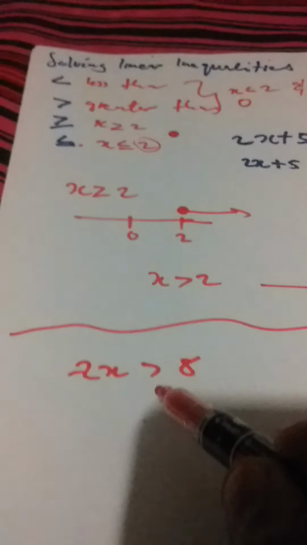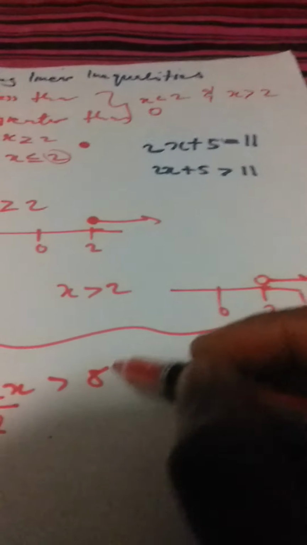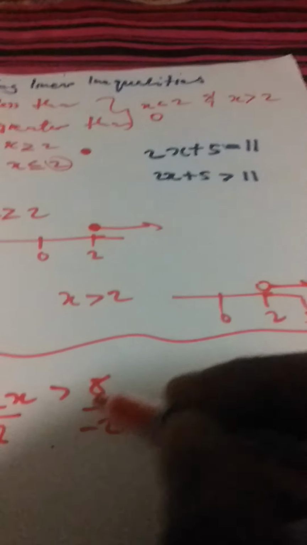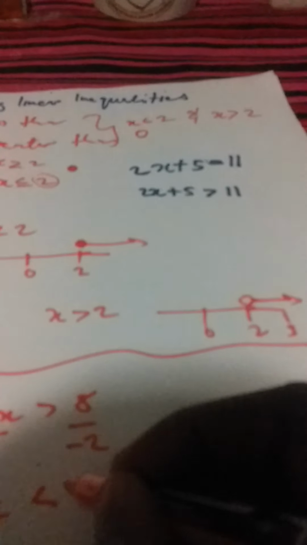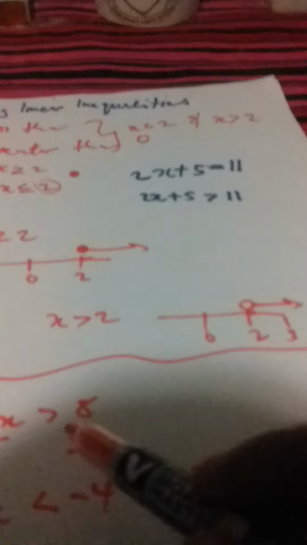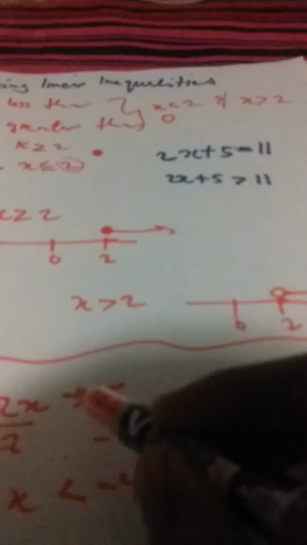So if you multiply or divide both sides of an inequality by a negative number, you must change the direction of the inequality sign. So let's say maybe you have negative 2x greater than 8. That means you have to divide both sides by negative 2 to find the value of x. If you divide by negative 2 on both sides, you will have x less than negative 4. So if you divide with a negative number on both sides, you have to change the inequality sign.